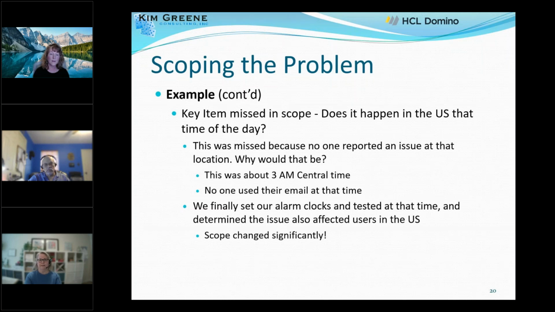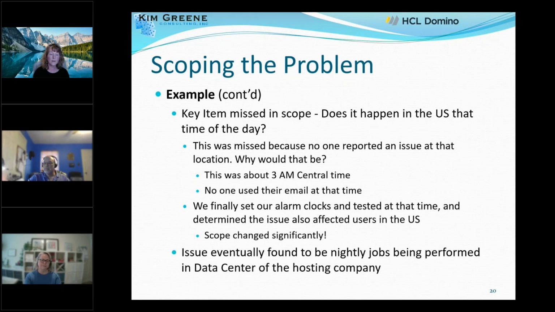So that lessened the thought, sure, it's slower from India and China, but they should still be able to use the server. But at this period of time, nobody was using the server. So we knew the scope changed very significantly at that point. We eventually traced this issue. Nightly jobs in the data center of that cloud provider were running. You'd normally think it wouldn't be impacting anyone during the night, but because the users were in India and China, that was causing those people problems during their business day. So once that load was taken off the server, then our India and China users could connect again.